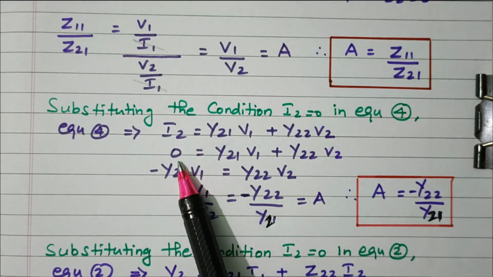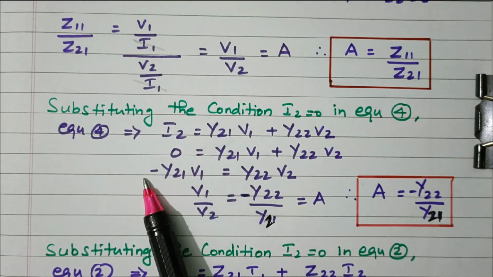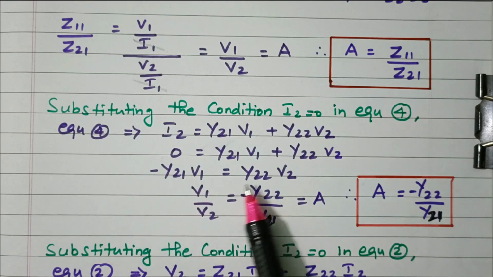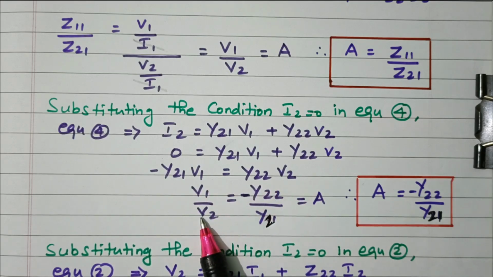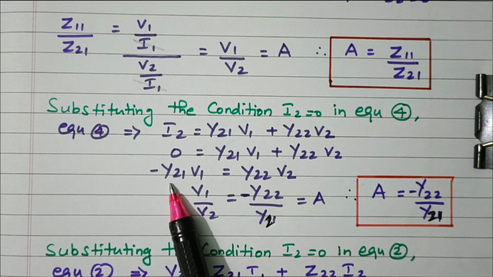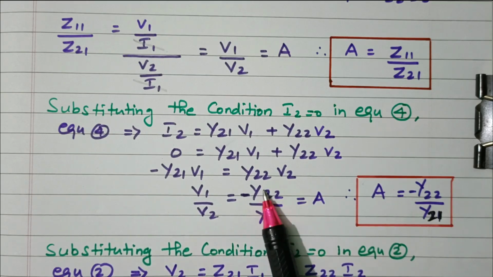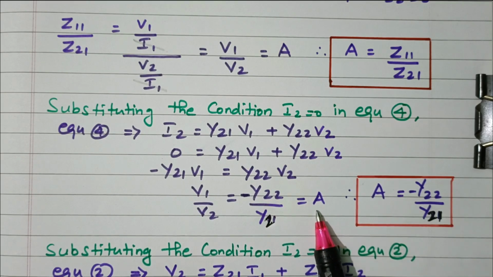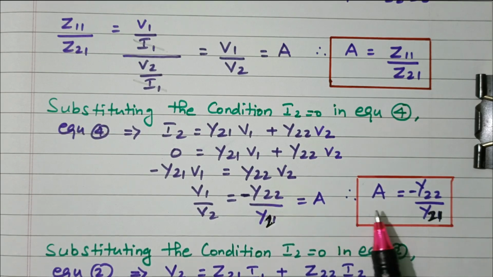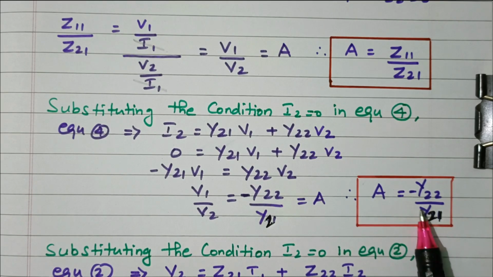So I2 is substituted 0, brought this term this side, becomes negative, and rearranged. Y22 is brought to the denominator this side, Y21 brought to the denominator that side. So V1 by V2 equal to minus Y22 divided by Y21. This is nothing but A, transmission parameter A. So A equal to minus Y22 divided by Y21. Now A is expressed in terms of Y parameter.